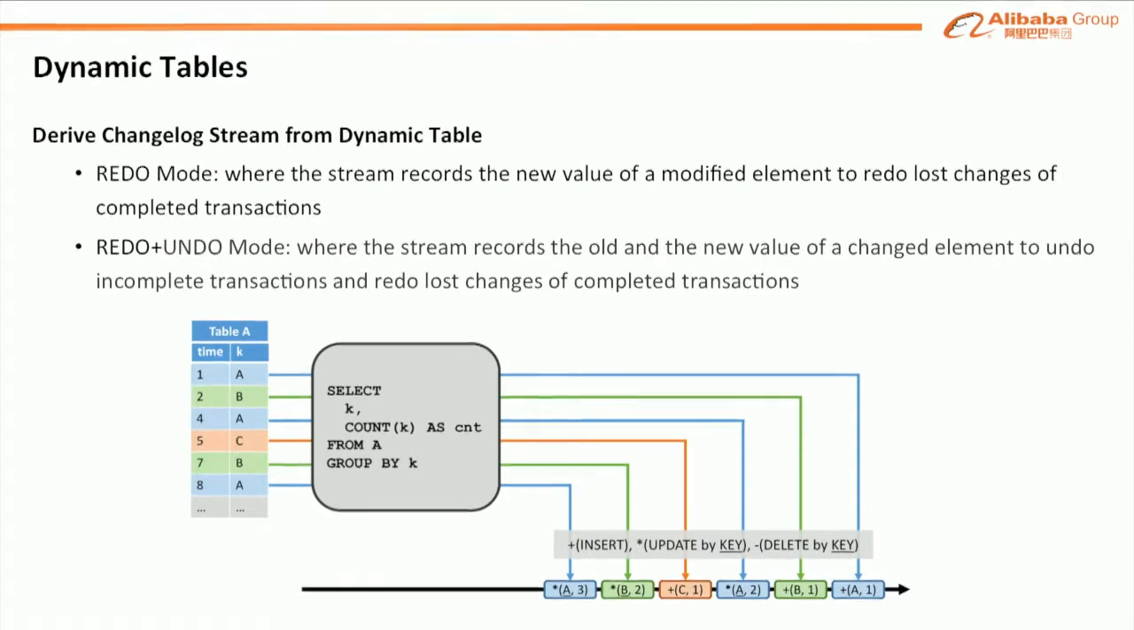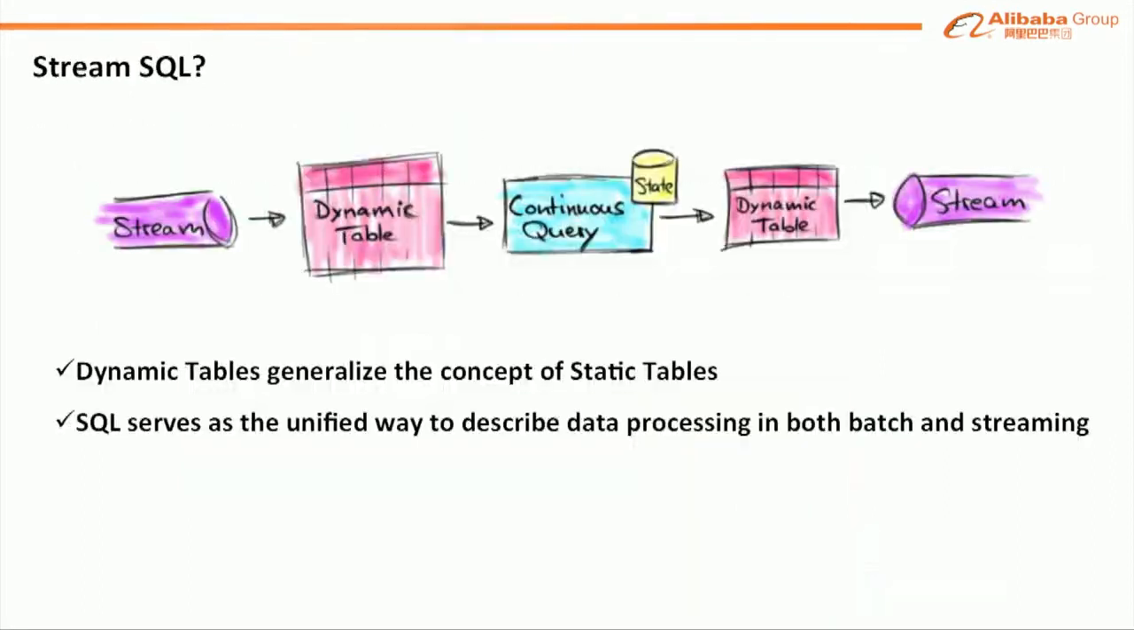Now let's look at how SQL works in the case of streaming. In the case of a stream program, usually what you get is a set of input streams and a desired output stream, and you want to express your processing logic to go from these input streams to the output stream. So the first thing you do is, for each stream, you conceptually convert these streams into dynamic tables using the stream and table duality.